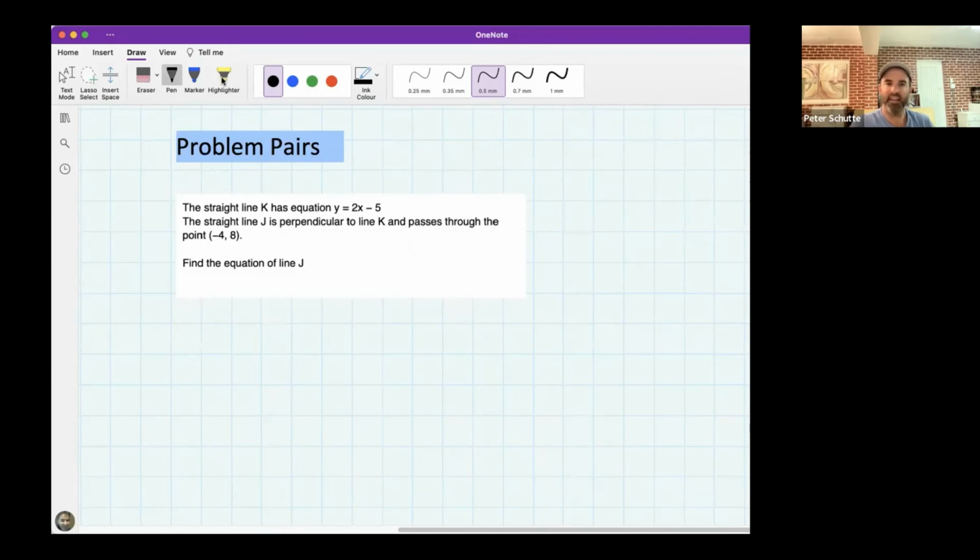So the straight line K has this equation. The straight line J is perpendicular to K and goes through the point like this. What's the equation of J? Let's do this, guys. Let's go out with a bang.